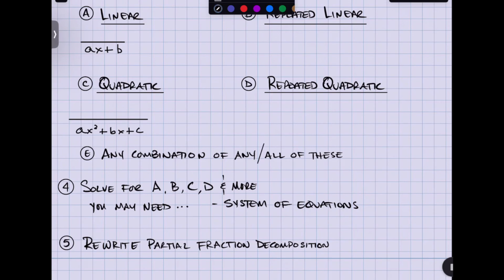So since the highest power term is a power of 2 on the denominator, I want the numerator to be 1 power less. So if I have x squared, then what's smaller is x. What equation do we know that is going to have an x? A linear. So that's going to be ax plus b.